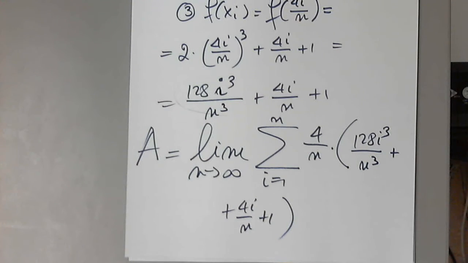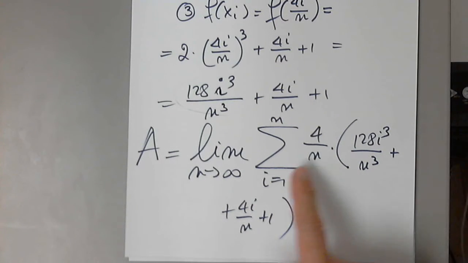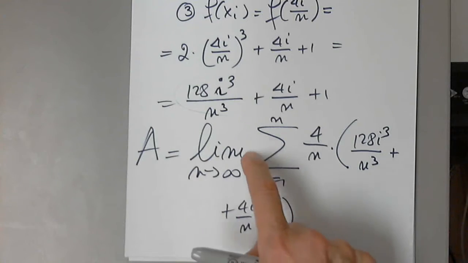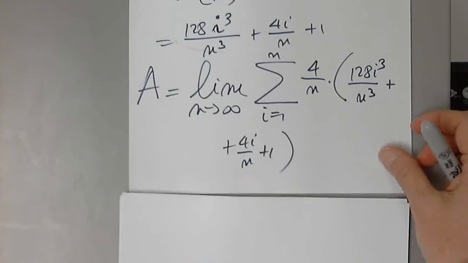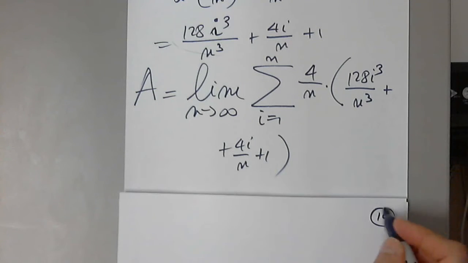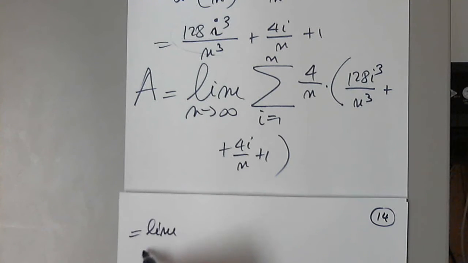Remember the summation notation has two properties. I see a constant. It does not depend on i. What do I do with this constant? In front of the summation notation. Not outside of the limit because it has n in it, but definitely between the limit and the sum. Limit as n approaches infinity from 4 over n.